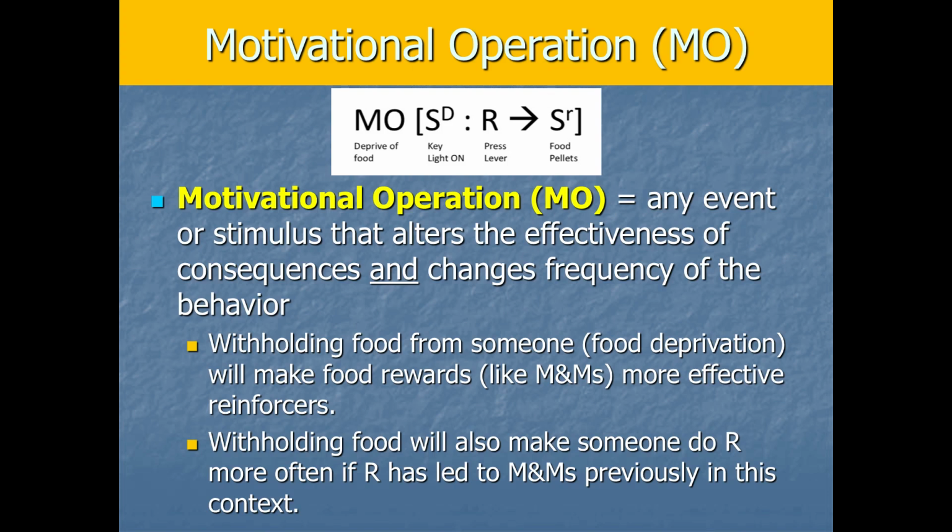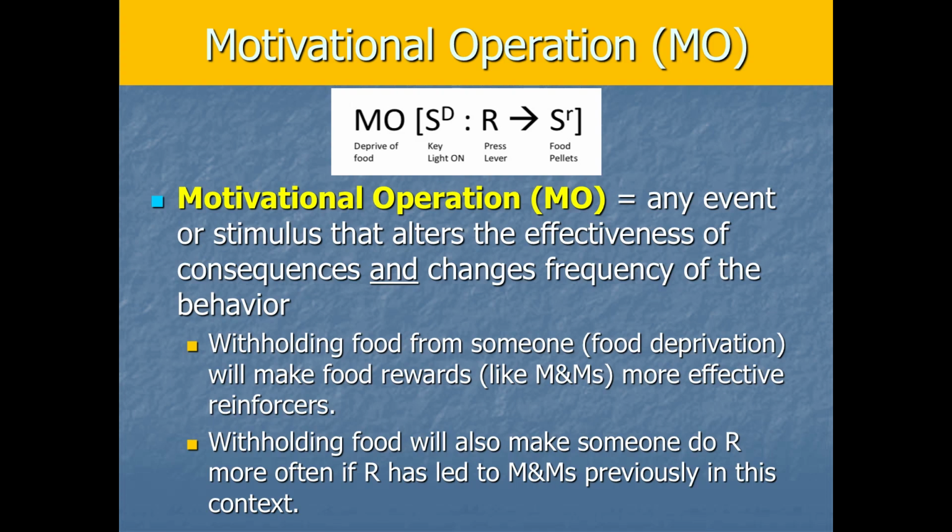It'll make those M&Ms work better as a reinforcer. They'll make a better reward if you make someone hungry first as a motivating operation. Likewise, that means that if someone is hungry or if you've withheld their food for a while, that's going to make them do the behavior more, do the behavior that in this context in the past has gotten them some damn M&Ms. So all it's saying is that when your motivation for the reward is high, you'll do the behavior that you know gets you that reward.